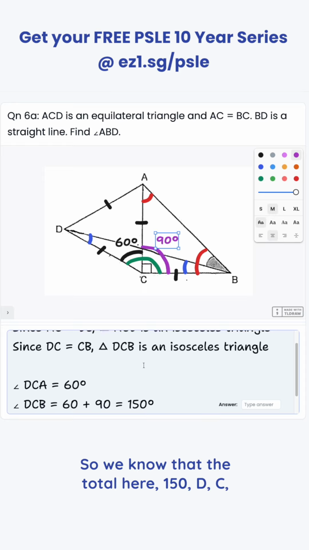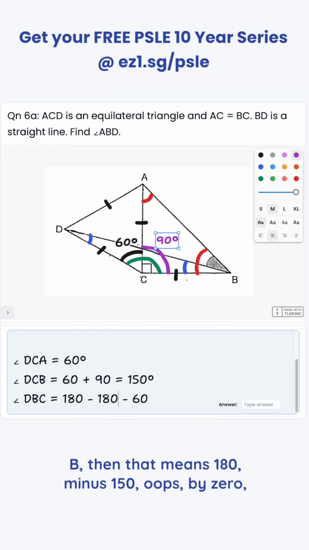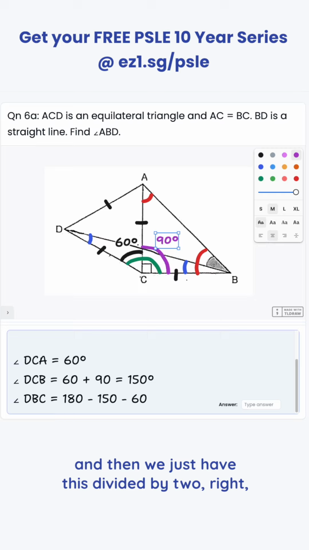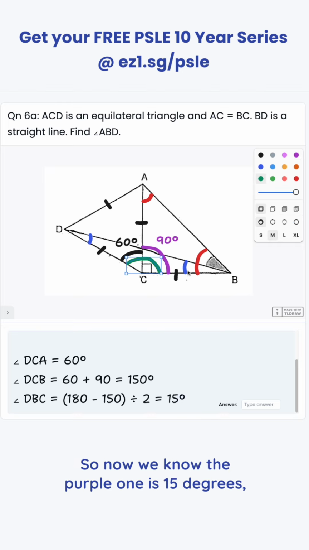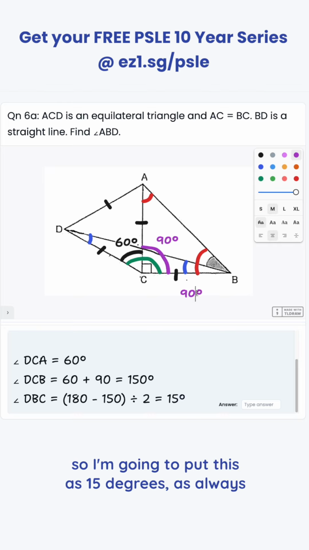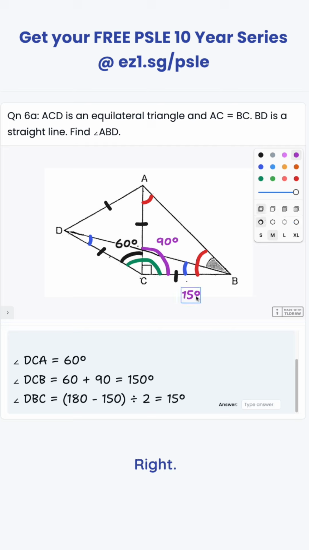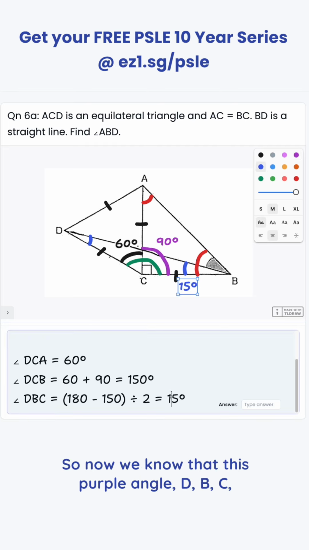So we know that the total DCB is 150, then that means 180 minus 150, which is 30, and then we just divide this by 2. This will become 15 degrees. That's what we see over here. So now we know this purple angle DBC is 15 degrees.